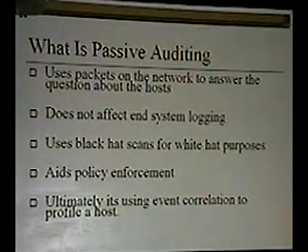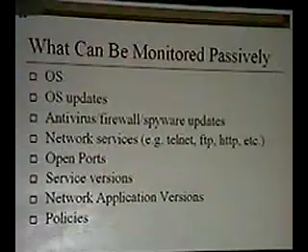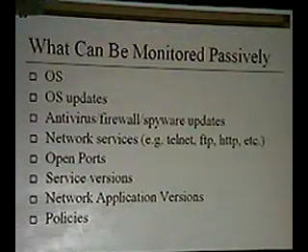When you're looking at that many hosts, if you want to keep track of what their patch level is, every patch has its own little line in that database correlated to IP address or MAC. If you can get access to the ARP cache, it's a lot easier. So these are things that we can monitor passively: OS updates, whether they're getting antivirus, firewall and spyware updates, network services (are they using Telnet, FTP, whatever), open ports, service versions and network application versions. That's more banner grabbing, though if you really get into it, there are ways of telling without actually grabbing banners. And policies.